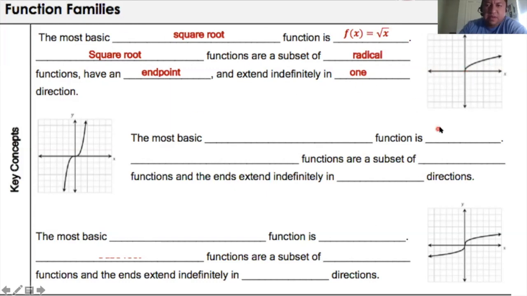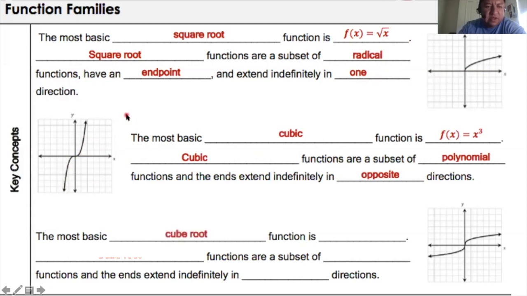Okay. Let's look at the other type, and this is called the cubic function. Notice how it looks like an S. It's kind of like half a parabola, and then the other half is inverted. And we see this as f of x equals x to the third power. Cubic functions are a subset of polynomial functions, and the ends extend indefinitely in opposite directions.